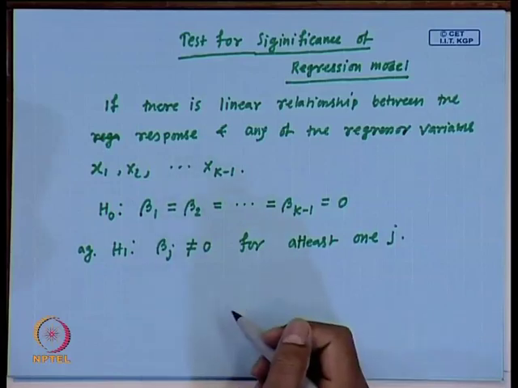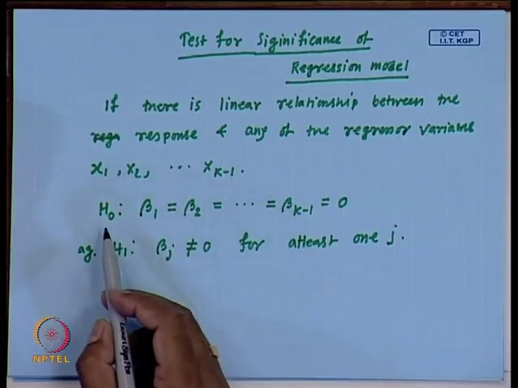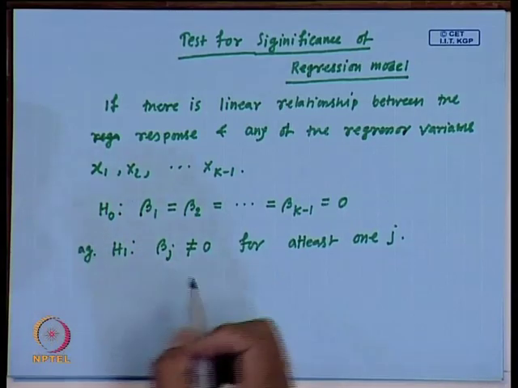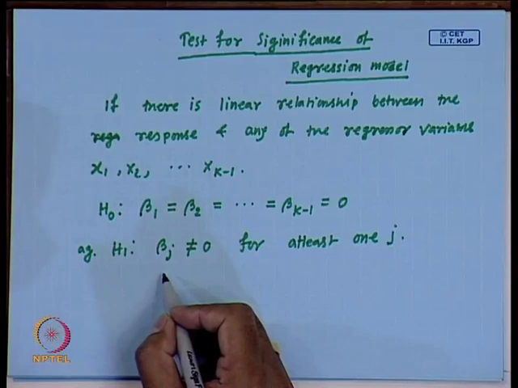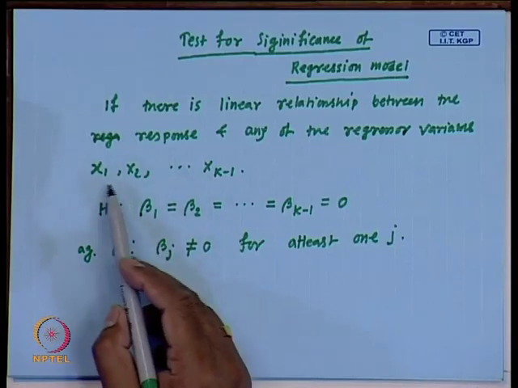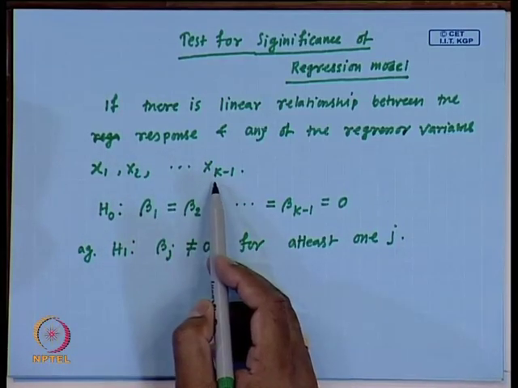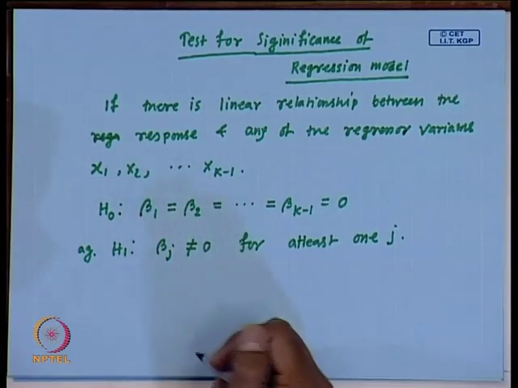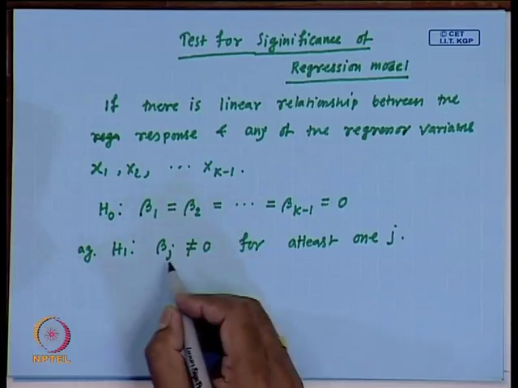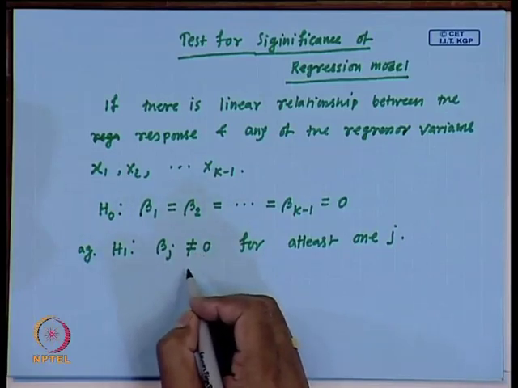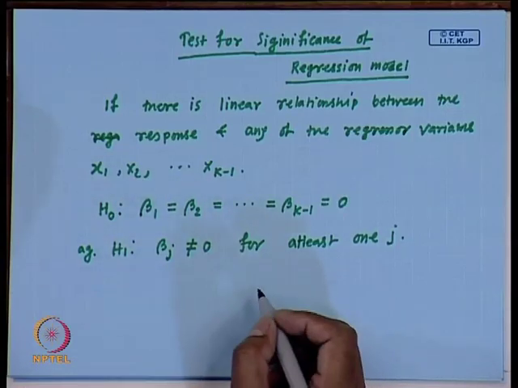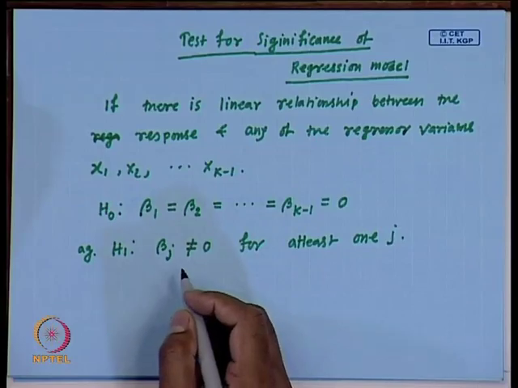Rejecting the null hypothesis here implies that at least one of the regressor variables x1, x2, ..., xk minus 1 contributes significantly to the model. Here beta j not equal to 0 means the regressor variable xj contributes significantly to the model.